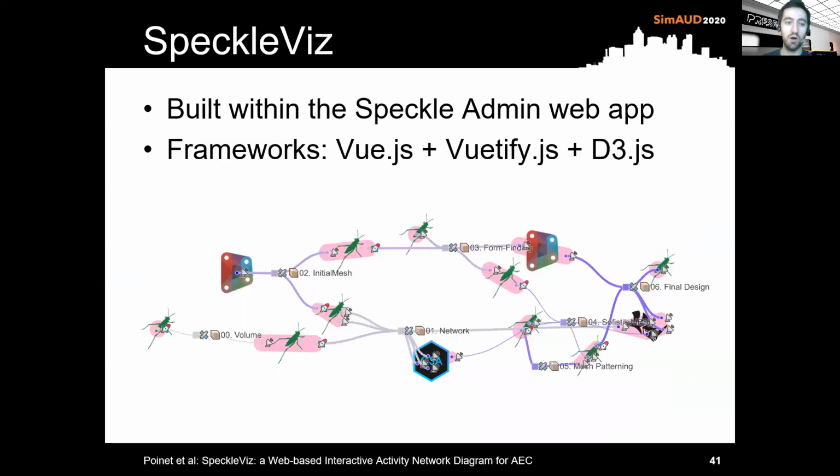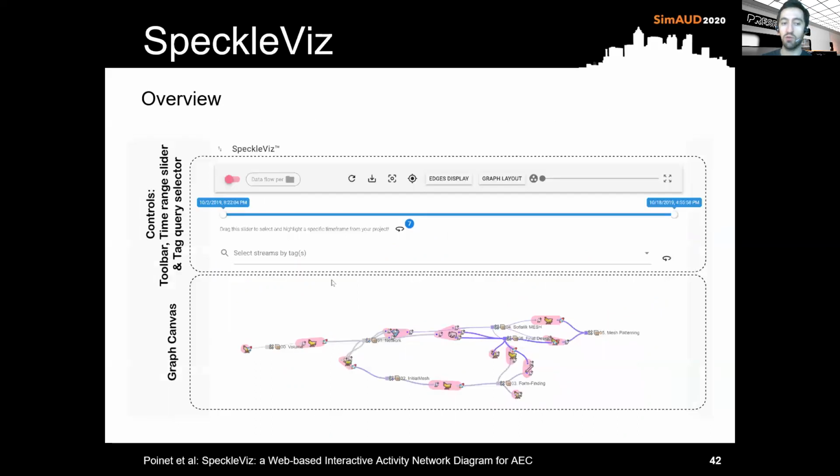So here's how the current SpeckleViz interface looks. It is built within the SpeckleAdmin web app, and in terms of frameworks, we used Vue.js, Vuetify.js, and D3.js for data visualization. Here's an overview. On the top, you have the controls.